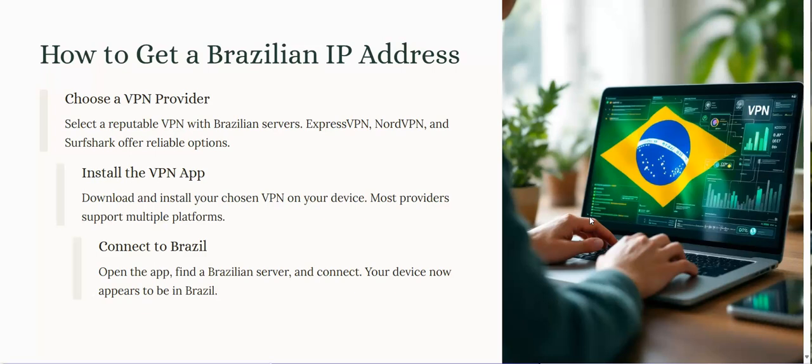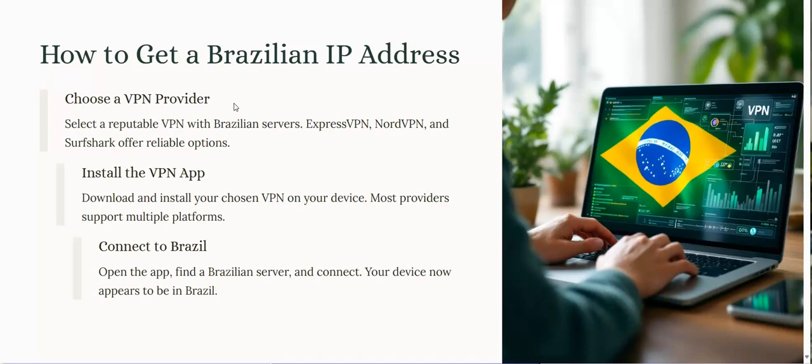Okay, so how can you get a Brazilian IP address? Right, I'm going to show you in a minute. But first of all, these are the steps, really. You need to choose a VPN provider. VPN stands for Virtual Private Network. Choose a reputable one that actually has Brazilian servers. So ExpressVPN, NordVPN and Surfshark have all got these options. I use NordVPN, as you'll see with my discount link below, because it works best for me and it's the cheapest. But the others work as well.